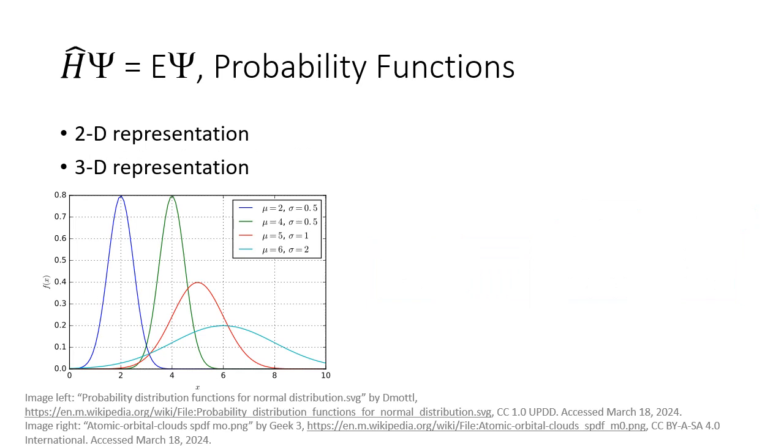First, let's look at a 2-dimensional representation of a probability function. So you can see that we have the position x on the x-axis and the probability of finding it on the y-axis. And there are several different probability functions graphed here, but you'll notice a pattern for all of them. They are in a bell curve. Bell curve is associated with this type of function.